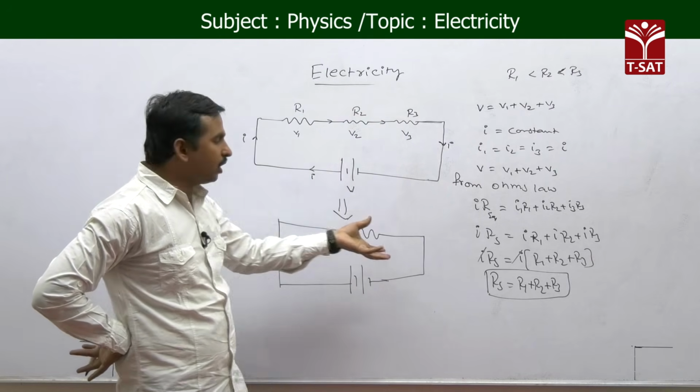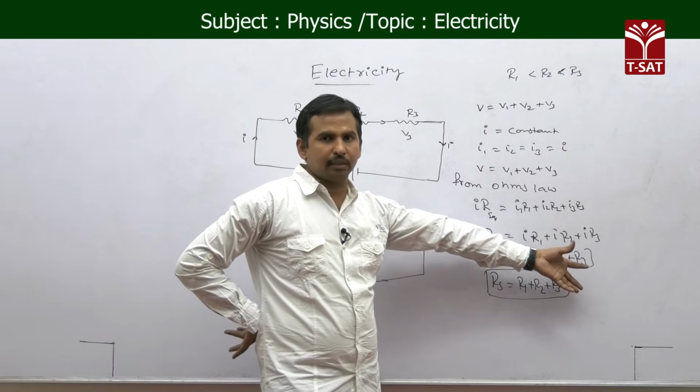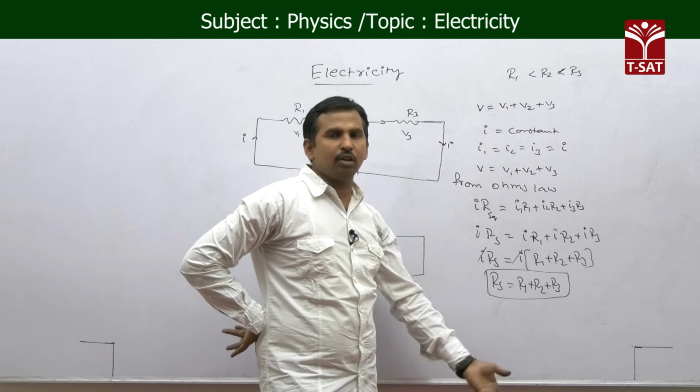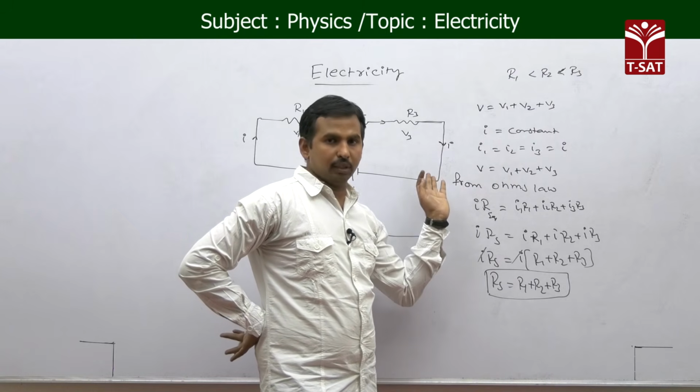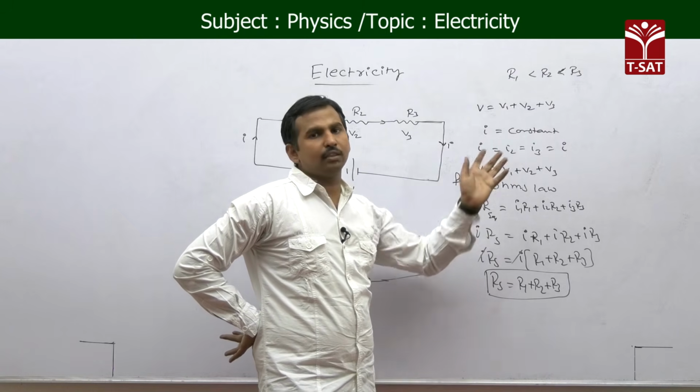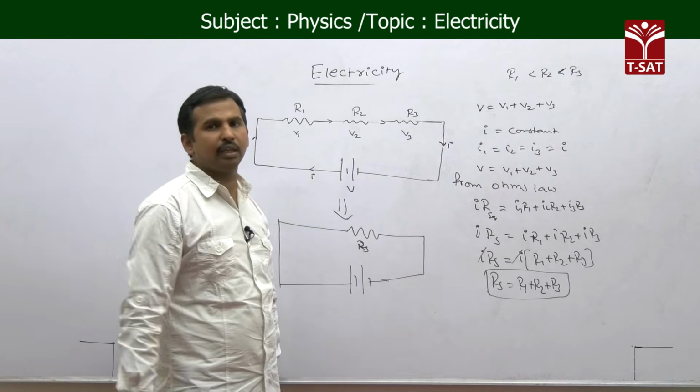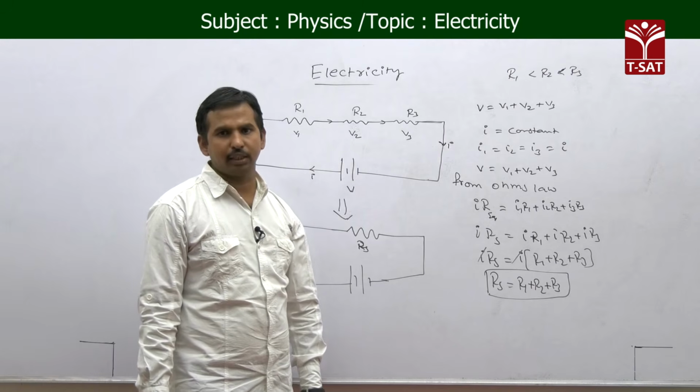And if you observe, as RS is equal to R1 plus R2 plus R3, the final resistance we get is always more than any of the given ones, as we are taking the algebraic sum here. That is about when the resistances are connected in series.